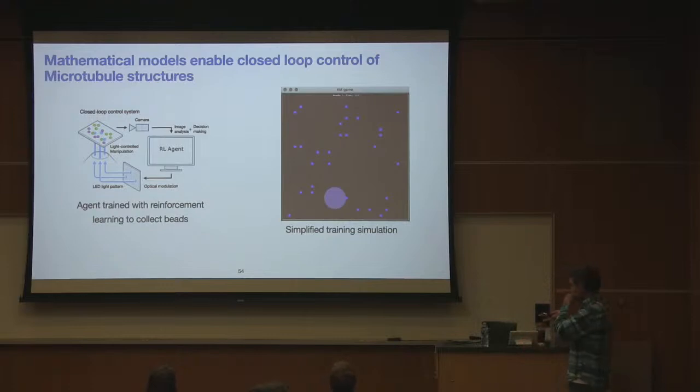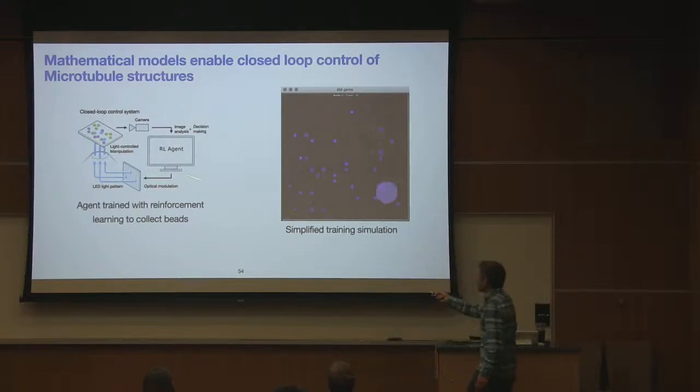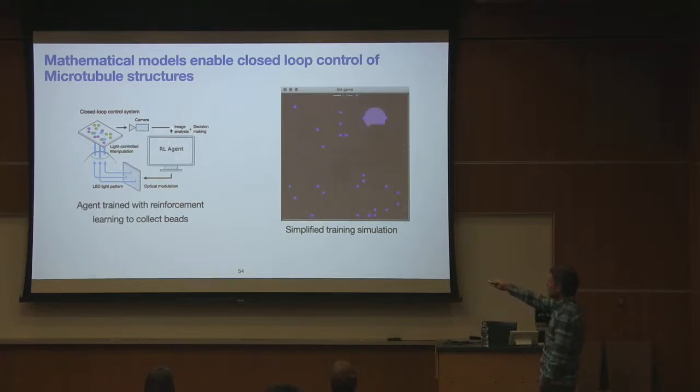And so if you want to pick up beads with a light disk, you have to move the light disk, but you have to satisfy all kinds of constraints. You can't move it too fast, and you also can't, I'll show you here, have it intersect with itself. So we built a little reinforcement learning agent. That agent sits on the microscope, images the system, and then sends light patterns into the system. And the goal is to do this kind of Pac-Man game.